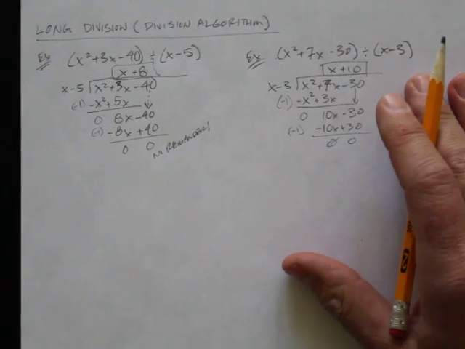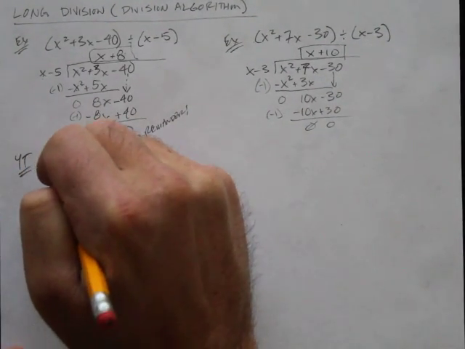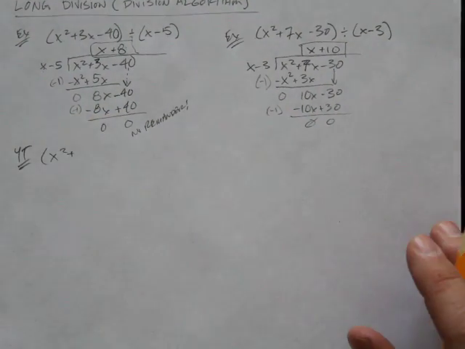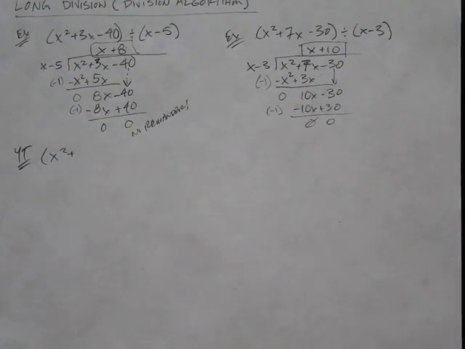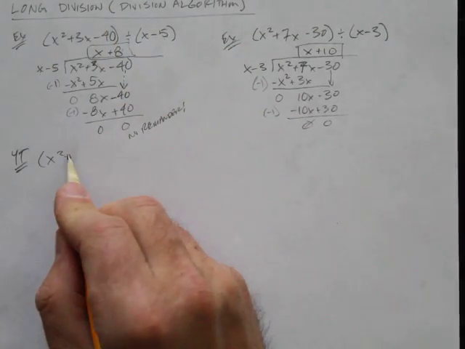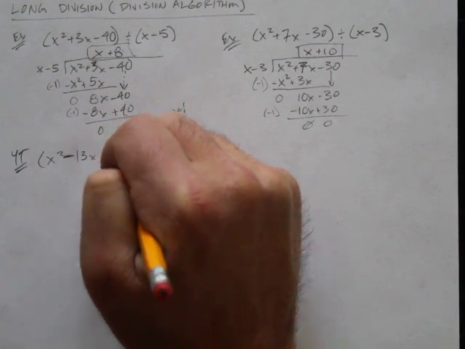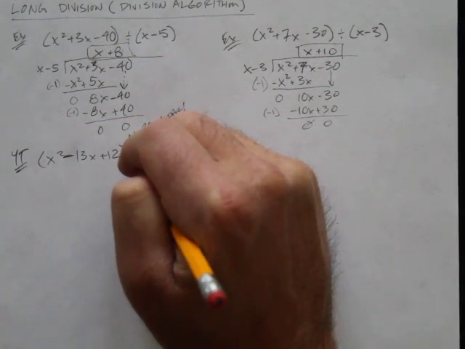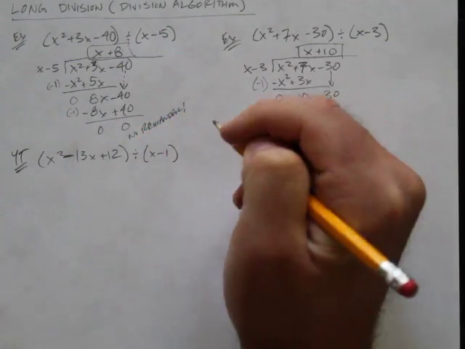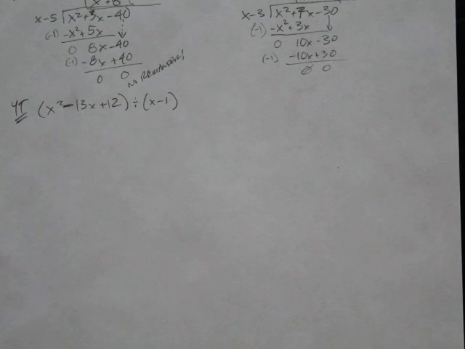Okay, let's have you do one. x squared minus 13x plus 12 divided by x minus 1. All right, so go ahead and do that problem, and let's get back together and see how you did. Pause and go.